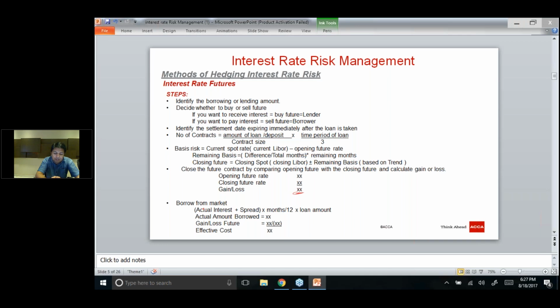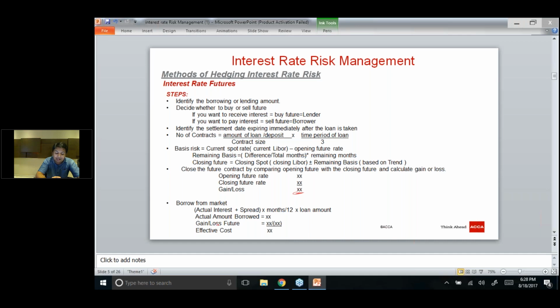And the last step will be, you will have to borrow from the market. In that case only, you will have to add the spread. Otherwise, this spread is not part of the calculation of interest rate risk management. It will only become part of the calculation in the final step. So actual interest plus spread, that will be your final cost. That will be your actual cost if you borrow from the market.